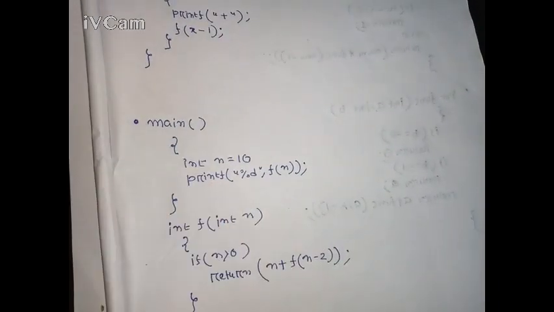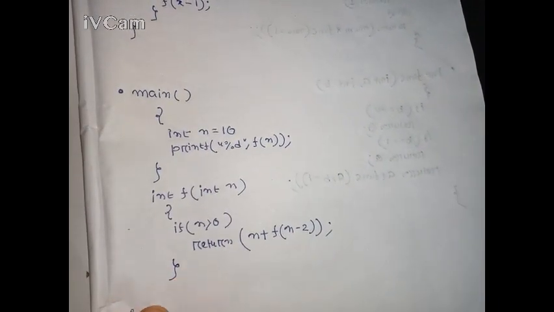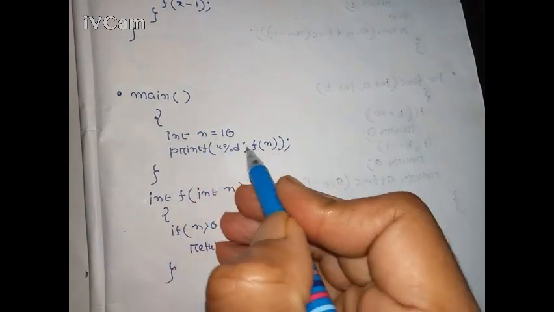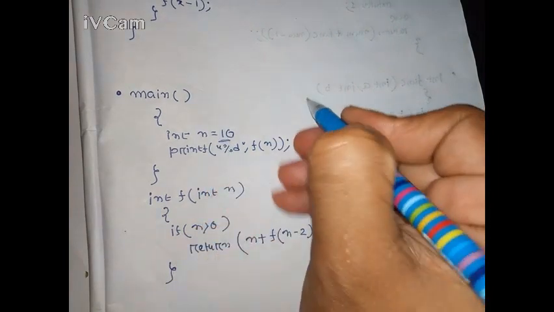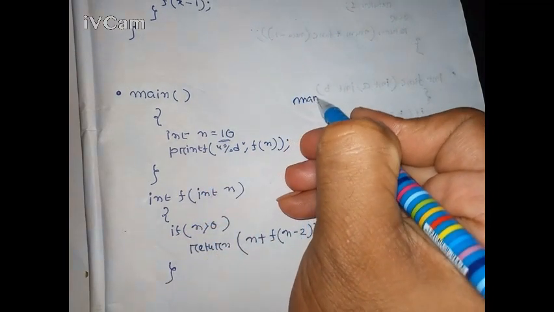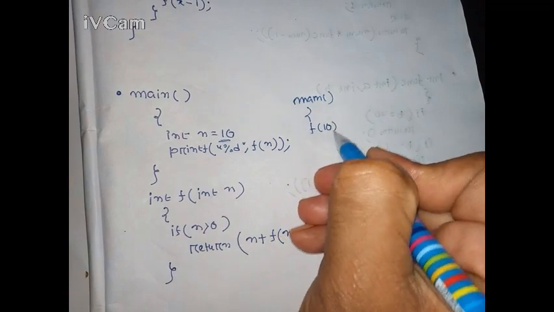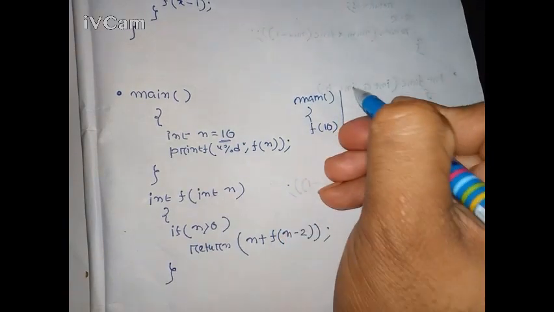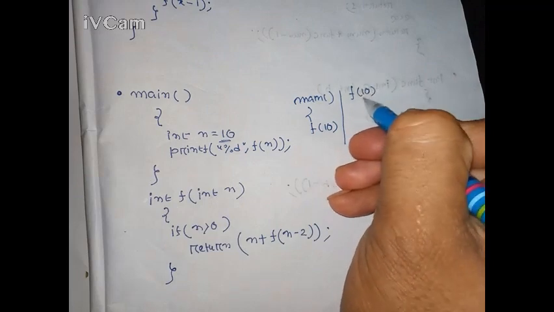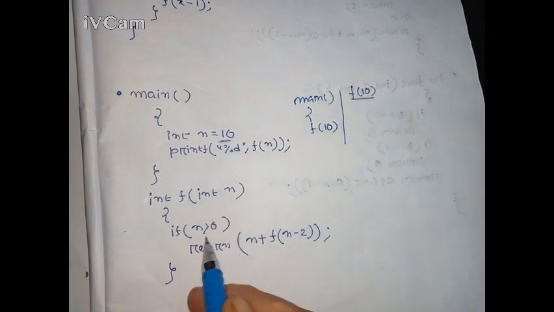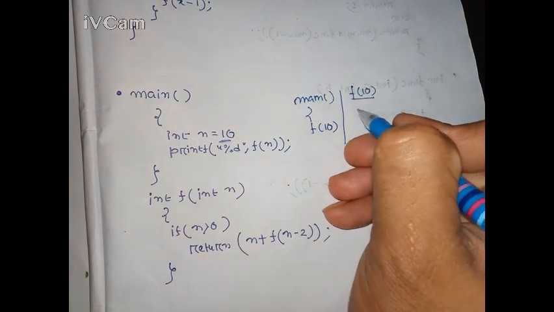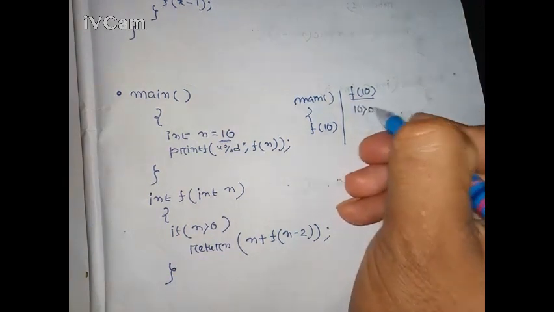Quickly move to our next program. Look at this again, n equal to 10. So first write the main function, and we pass f(n). f(n) means f(10). Now whenever we pass f(10), quickly write down the sub function, that is f(10). It checks n is greater than 0. The answer is yes, n is greater than 0.